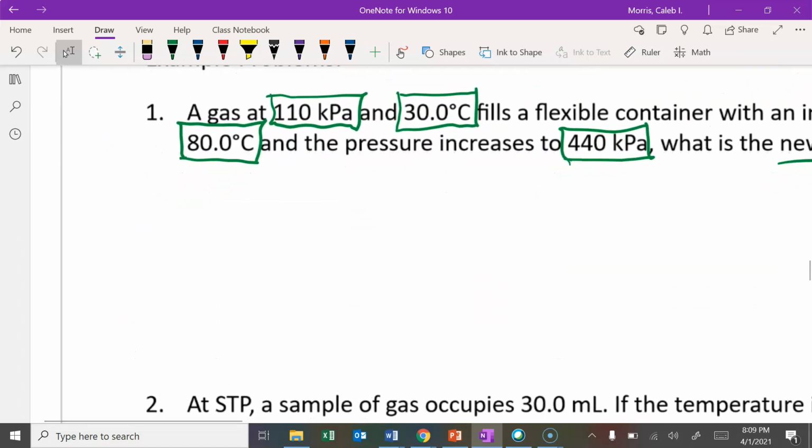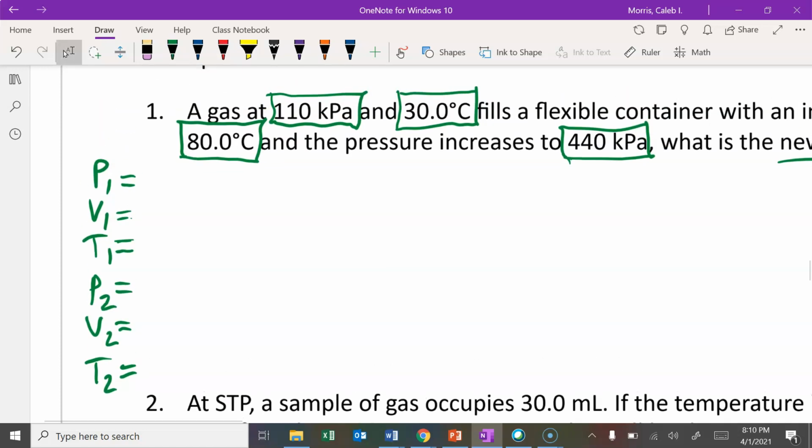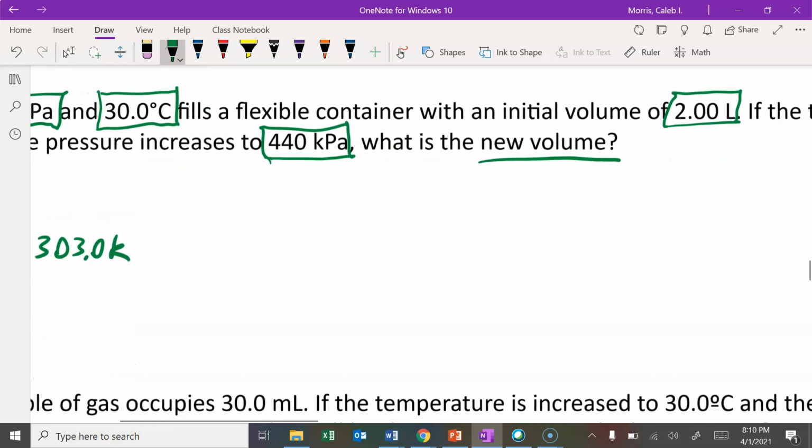So we've got all three variables: P1, V1, T1. And then I'm also going to have P2, V2, T2. P1 was 110 kilopascals. 30.0 degrees Celsius was our starting temperature. Remember, if you have degrees Celsius, we need to add 273. And that's going to give us 303 Kelvin. All right. We also have an initial volume, our starting volume, at 2.00 liters.